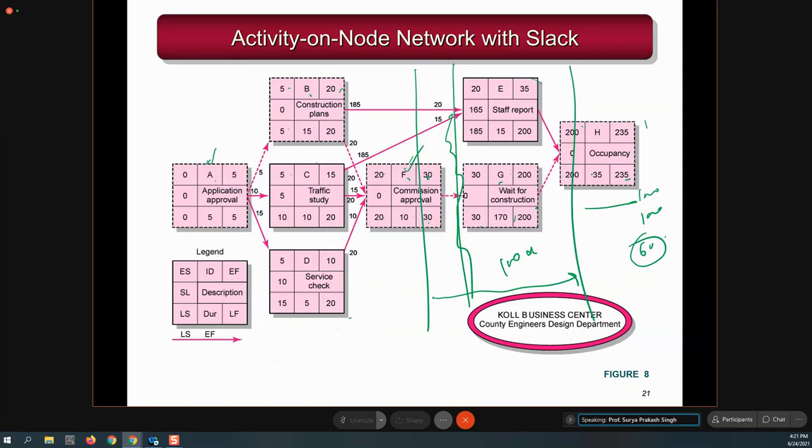So in this way one can know how much effort is required in the remaining part of the activity and how much further delay can be allowed. So in this way the project management technique can be helpful. Sure, sir.